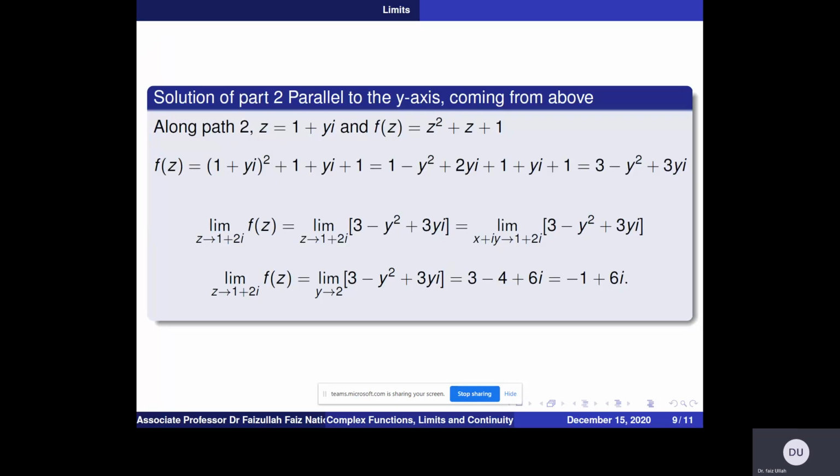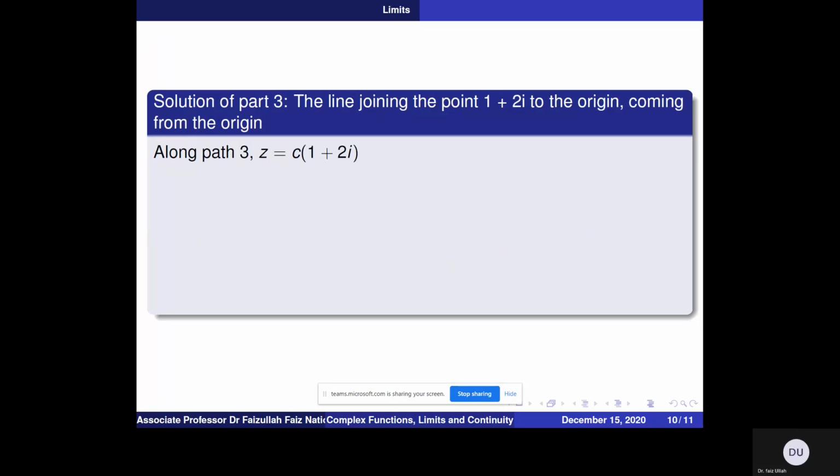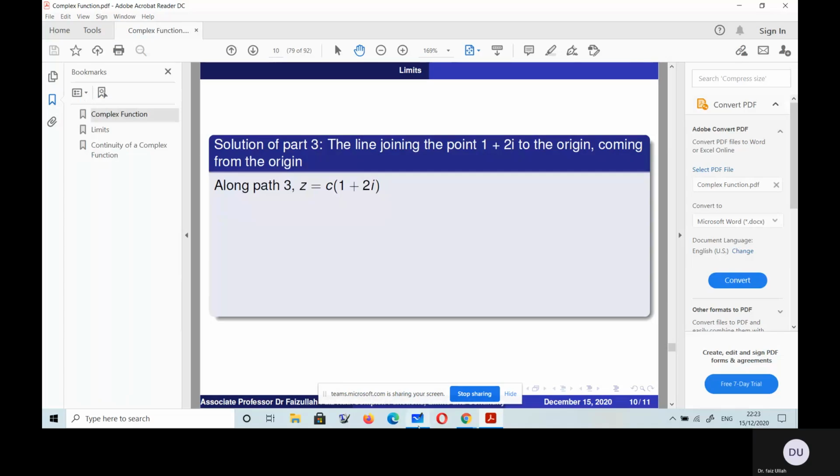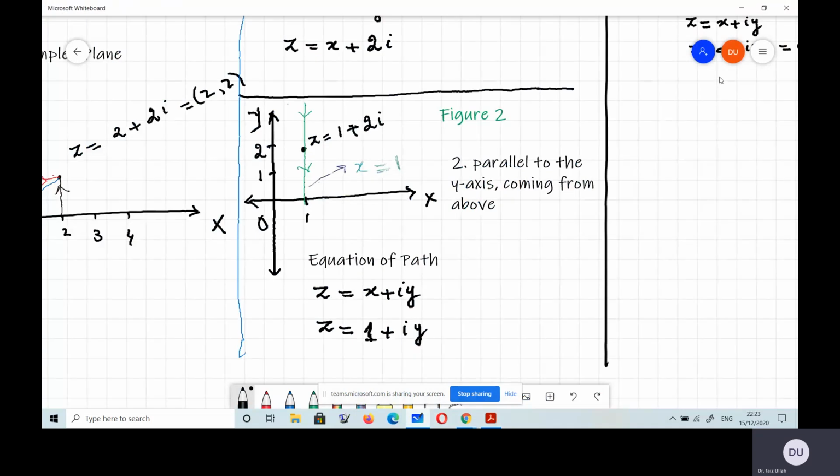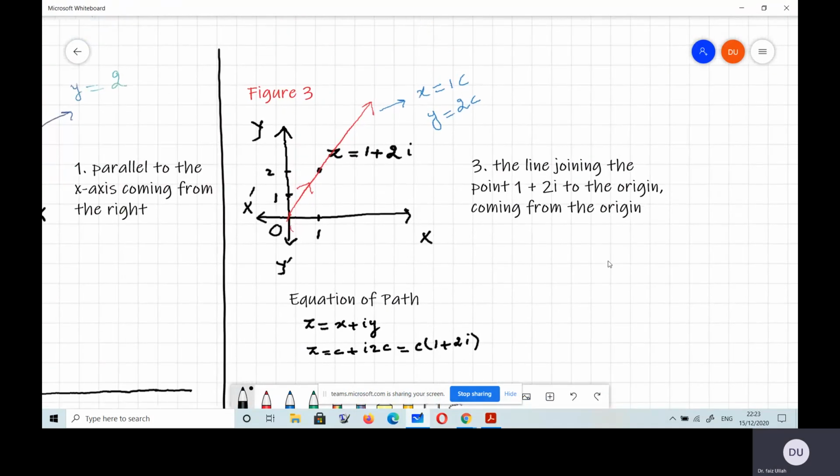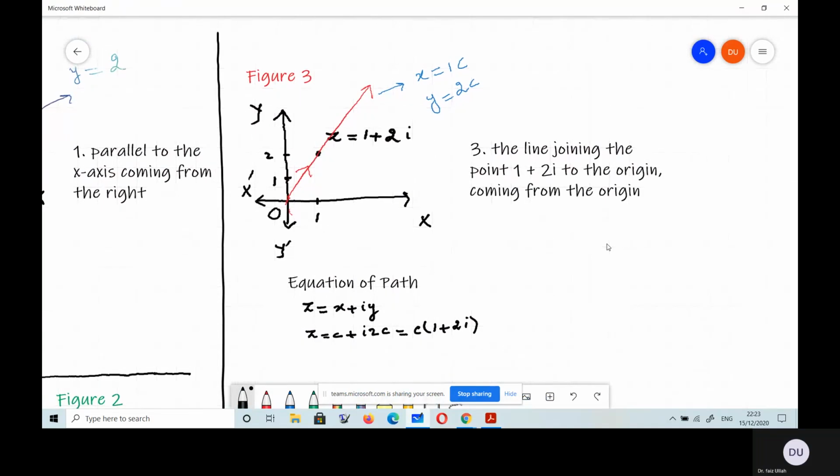And now let us see the solution of part 3. Part 3 is the line joining the point 1 plus 2 iota to the origin. Let us see from the figure. So look at figure number 3. The line joining the point 1 plus 2 iota, which is the given point, and the origin is 0, 0. So you can see this is the required line, which is coming from the origin and joining the origin and this point.